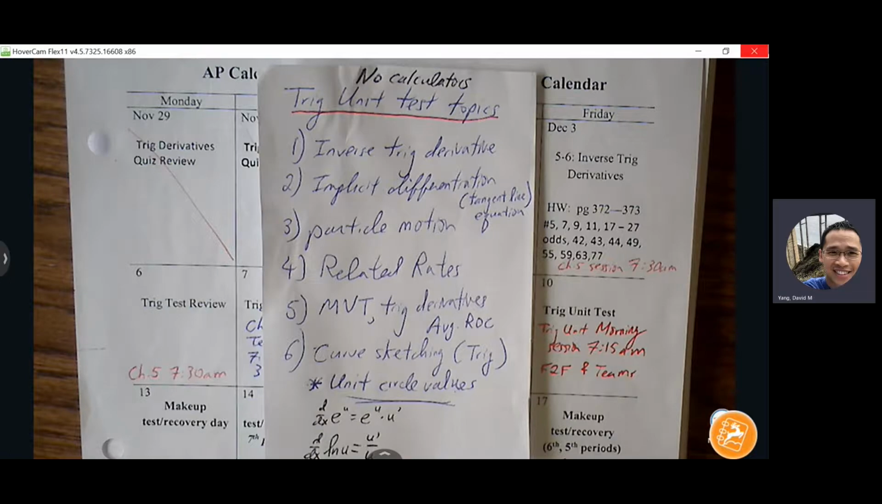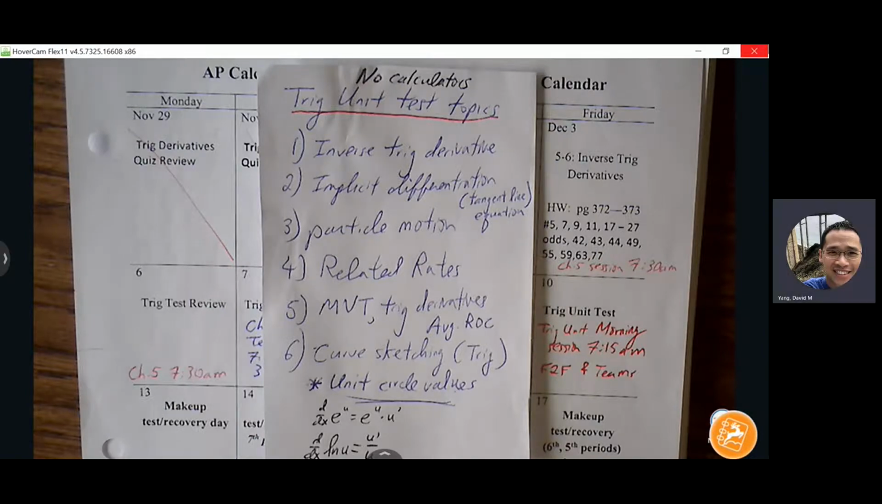Make sure you know your unit circle values. Okay, if you like, I can give you a blank unit circle sheet when I pass out the test, so that you can fill it out and use those values to help you with your curve sketching. Okay, no calculators.